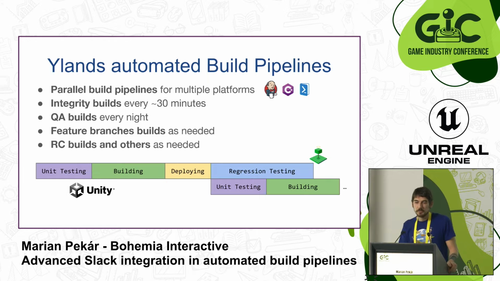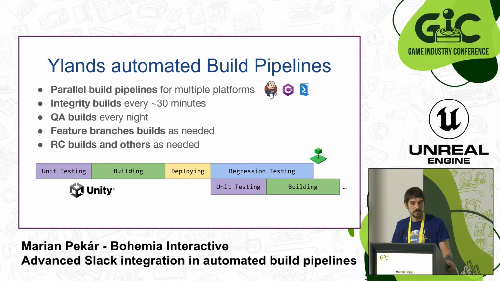But before that, let me tell you something more about our build pipelines to put this talk into context. We build in parallel for multiple platforms, and we use Jenkins, C# tools, and PowerShell scripts. We do integrity builds every 30 minutes, and also QA builds, which we build every night, so QA always have a fresh build in the morning. And we also have other branches, which we build from as needed.